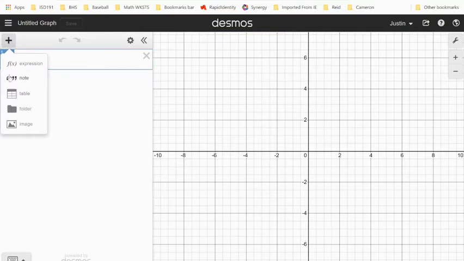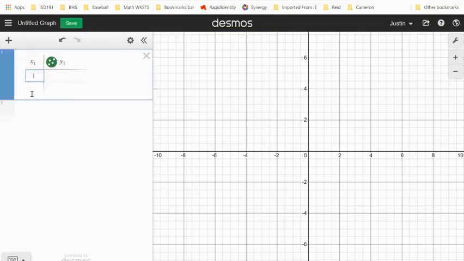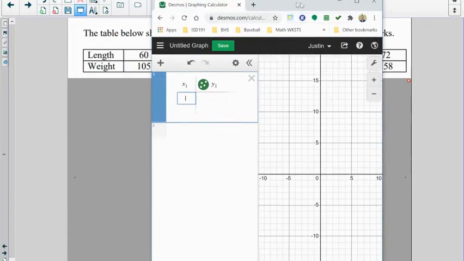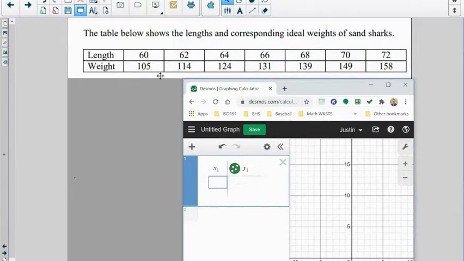So we want to enter a table, so we hit the add item button, we click table, and we're going to enter our data. I'm going to minimize this and move things around so I can see my data. It's a little trick you can use. One thing that's different here is my table in Desmos is always going to be a vertical table. My table on my presentation is a horizontal table. So I have to remember that the top row is my X, the bottom row is my Y. So when I type things in, 60 is my first X, 105 is my first Y. And again, you can just hit tab to move to the next item.